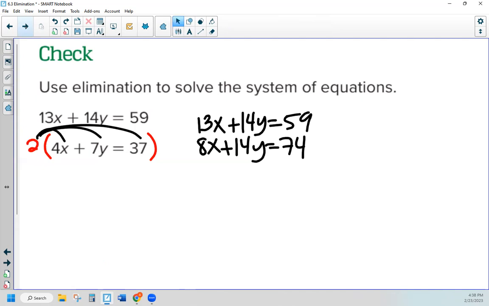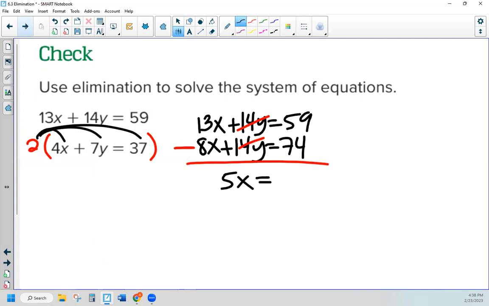Now that I have these two lined up, I can decide if I want to add or subtract them. The answer would be to subtract, because a 14 positive and a 14 positive will cancel if I subtract them. Now, 13 minus 8 gives me 5x. And 59 minus 74, since 59 is a smaller number, gives you negative 15. 5 times what number will give you negative 15? Or just take 5 to the other side by division. That should give you a negative 3. And there we have it.